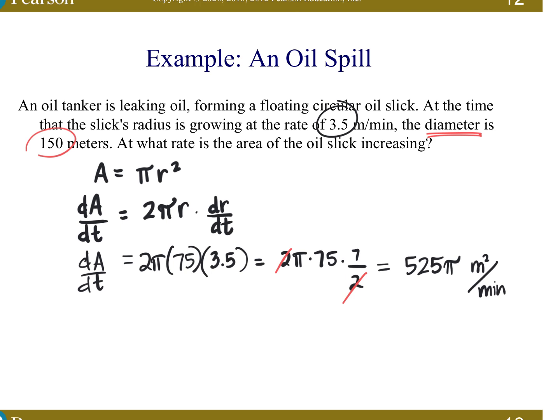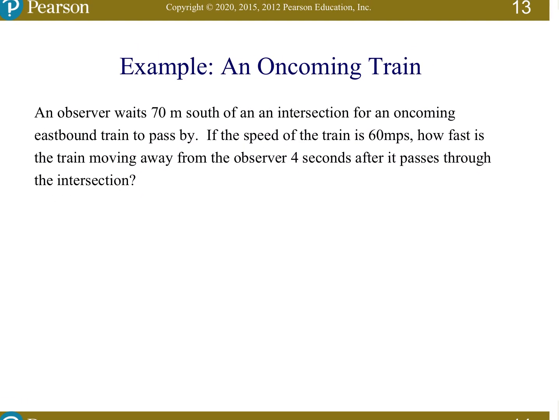All right, last one. I think we need a drum roll or something. It's a physics question. We have two persons or two items in this. We have an observer and we have a train. The observer is standing still. The train is moving.